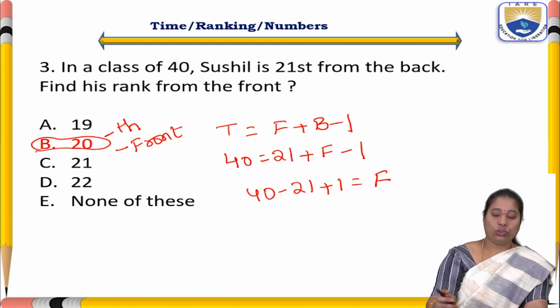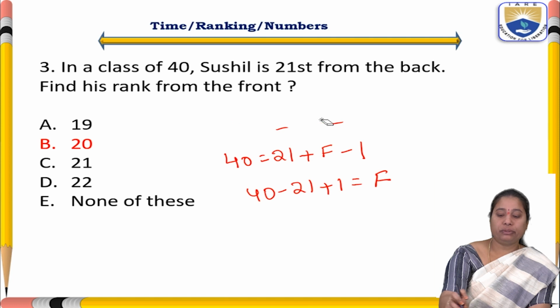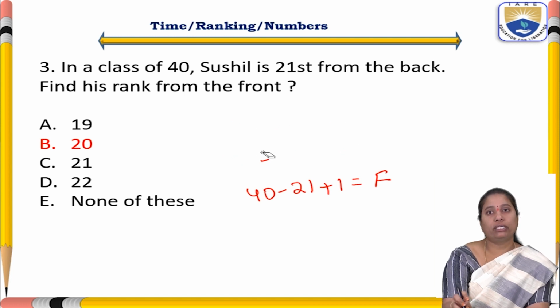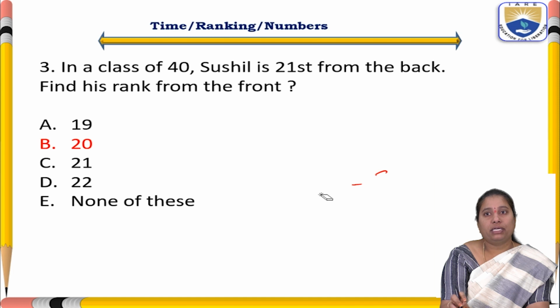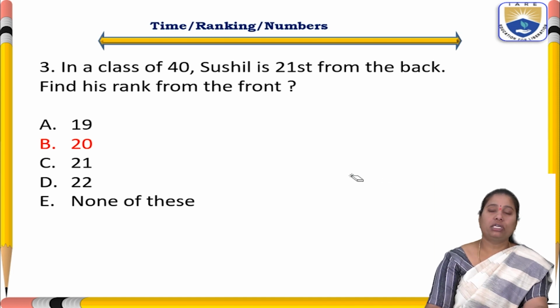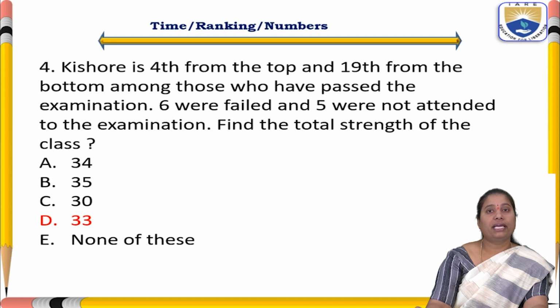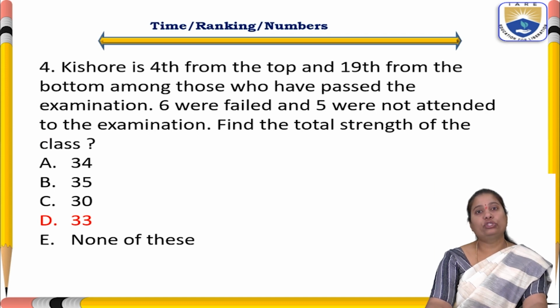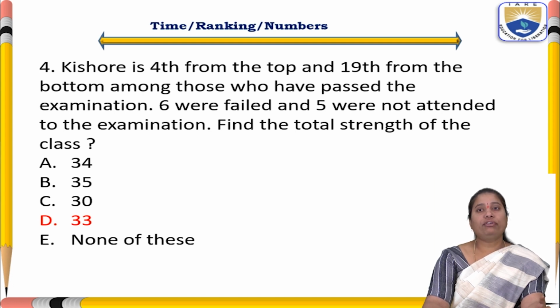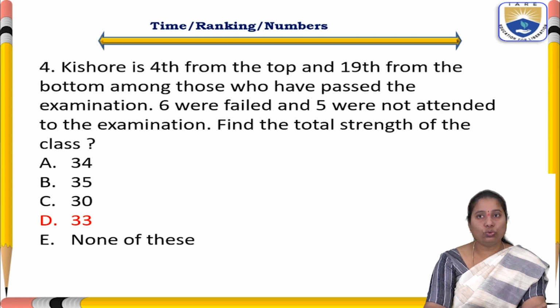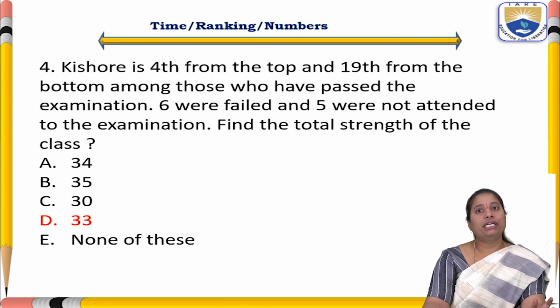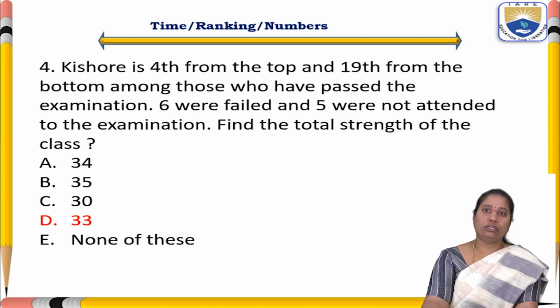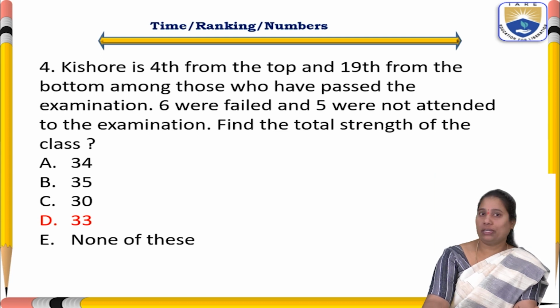So this is the way to calculate the position of persons in a row or in a sequence or in a column, whatever pattern they have set. If we see the next kind of question based on ranking: Kishore is 4th from the top and 19th from the bottom among those who have passed the examination. Also, 6 failed and 5 did not attend the examination. Find the total strength of the class.